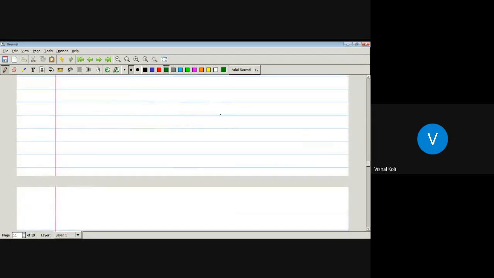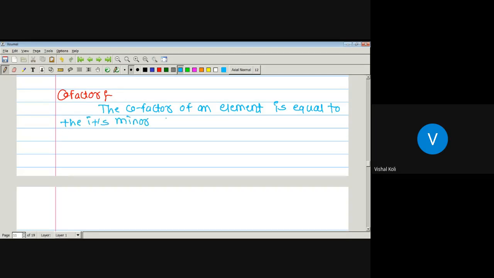Now let us see what is a cofactor. The cofactor of an element is equal to its minor with proper sign prefixed. Okay, so what is a cofactor? It is equal to its minor with proper sign prefix.